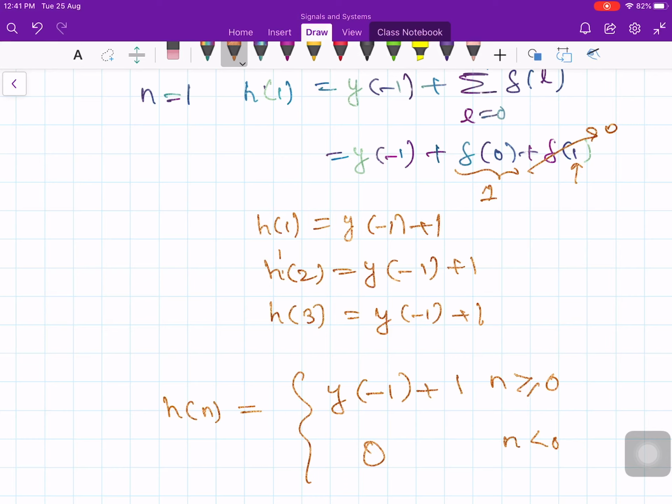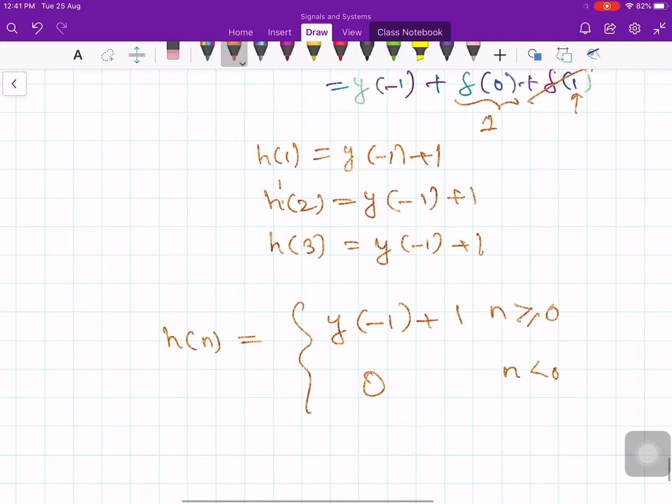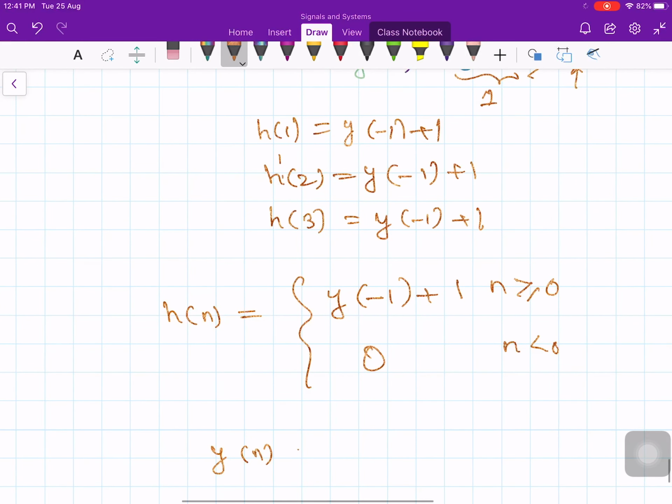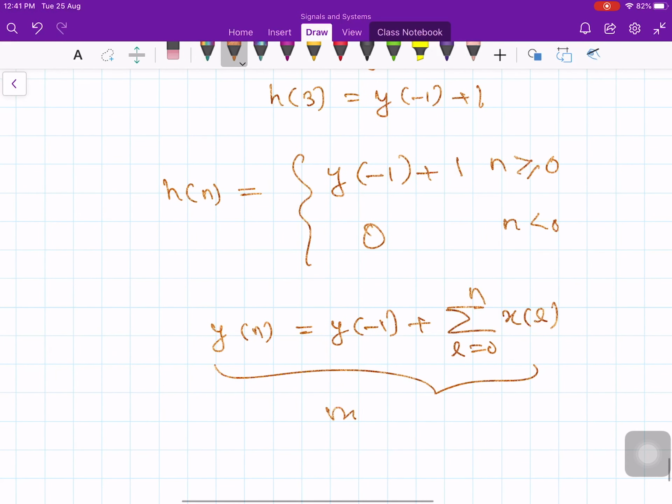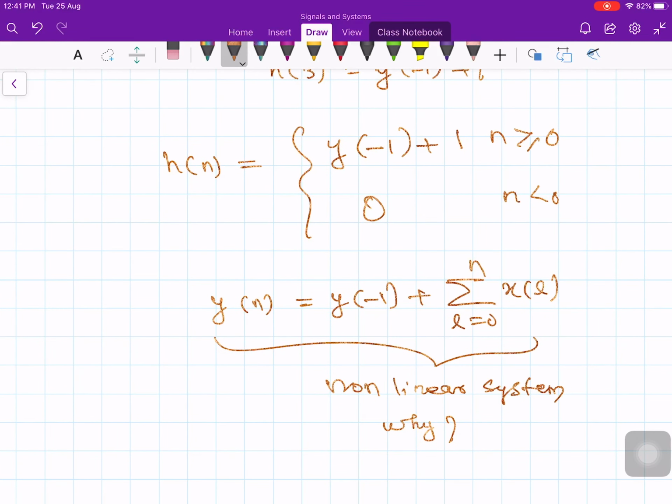So, you know that this is a non-linear system, right? y of n is equal to y of minus 1 plus sigma L equals 0 to n x of L. This is a non-linear system. Why? Because of the initial condition. Whenever you have some initial conditions in the system or some energy storing device which has some energy, then linearity will be destroyed. Therefore, this is a non-linear system.